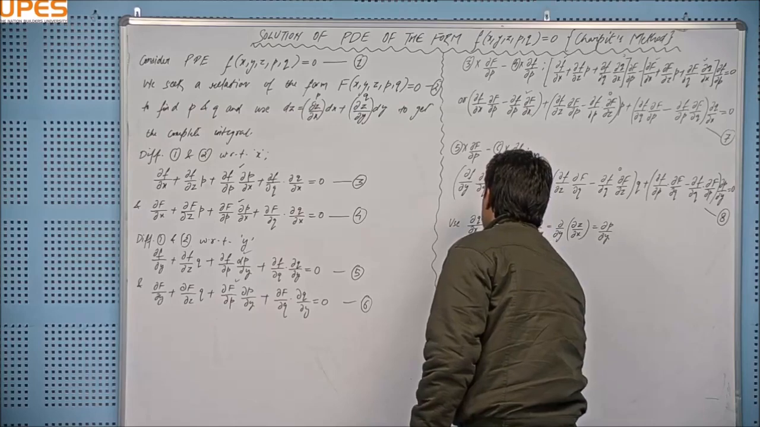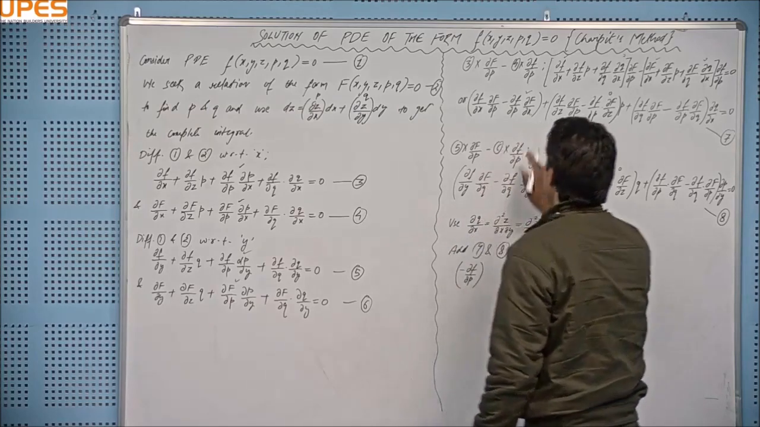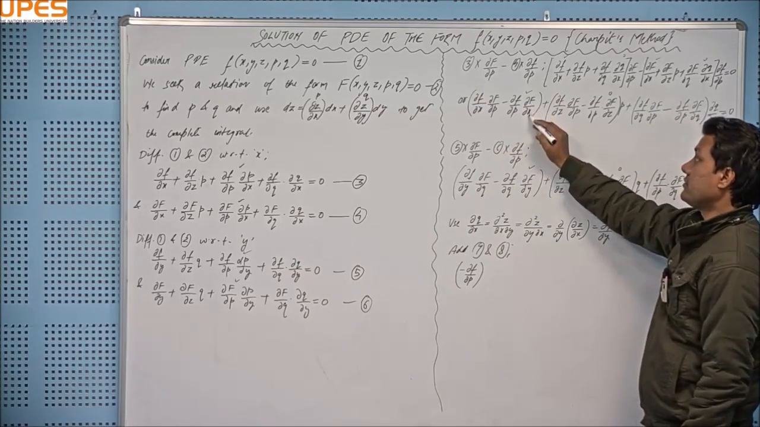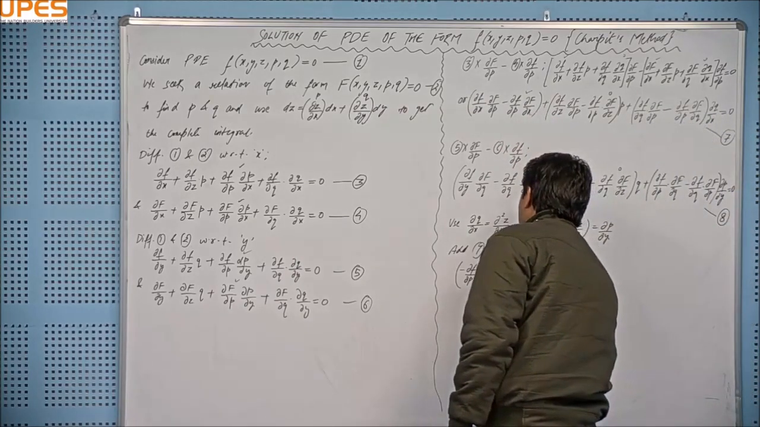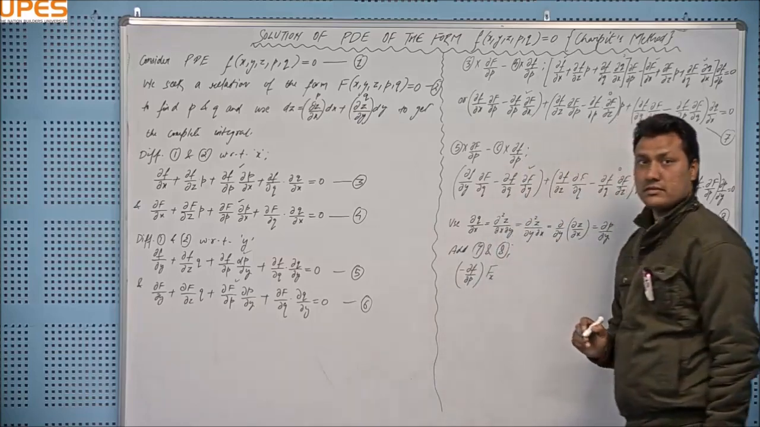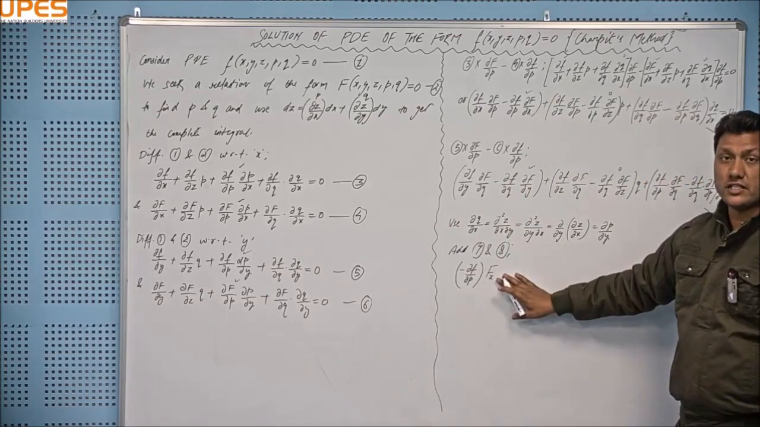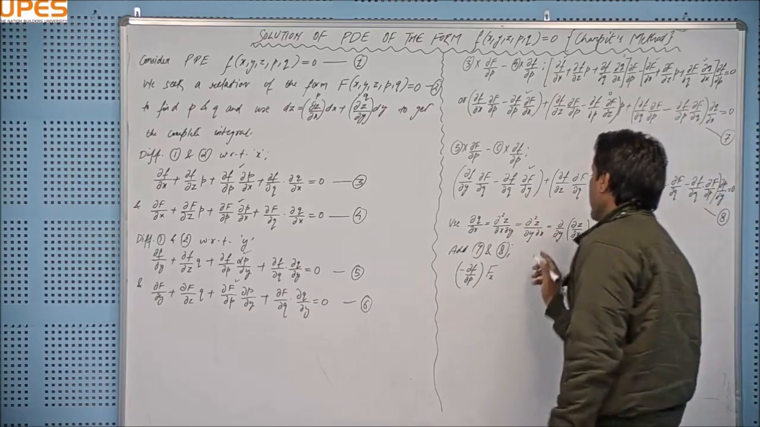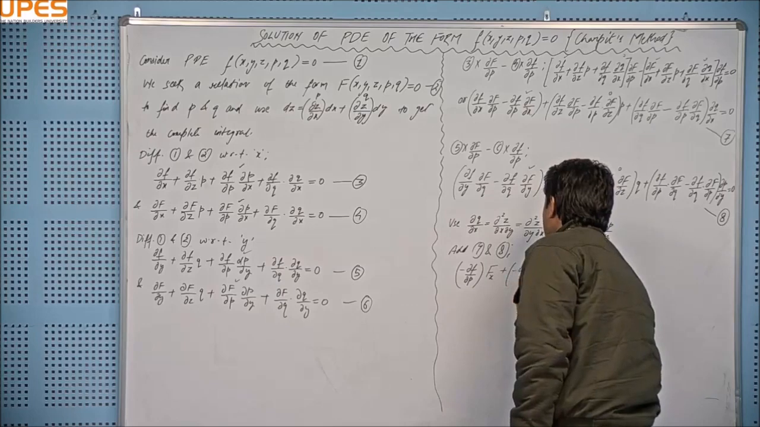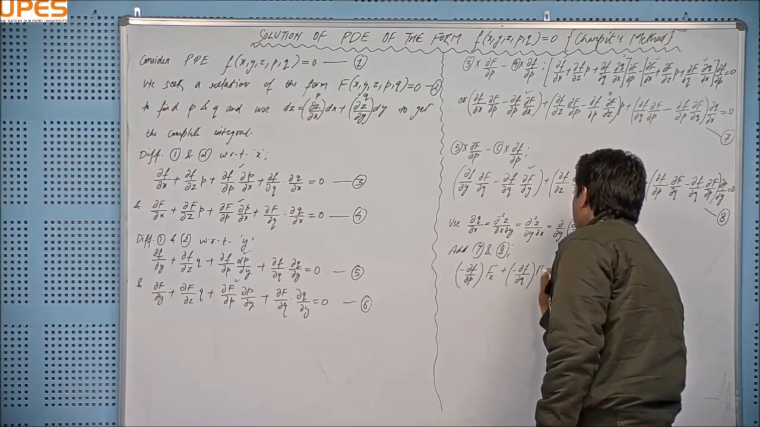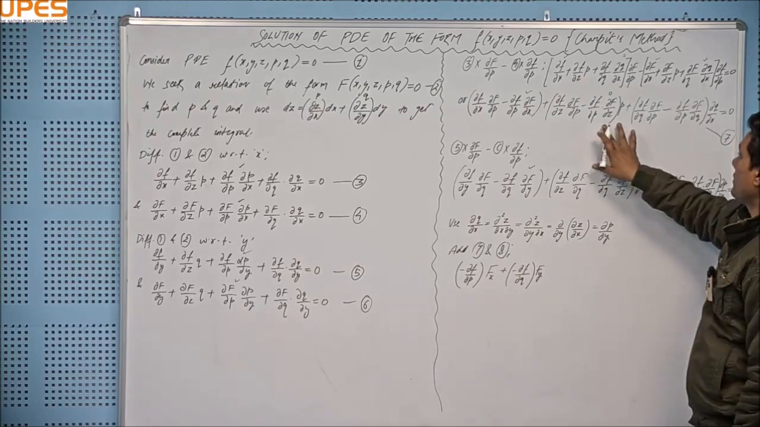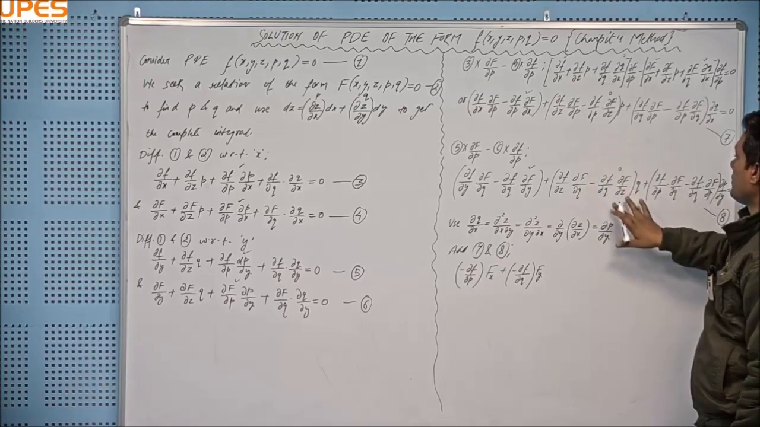minus del f over del p, and see this is del f over del x, and this capital del F over del x I am writing as F small x, right? This is another notation to write the partial derivative. It means del capital F over del small x, right? Okay, then writing the second term, plus minus del f over del q, and this should be written as capital F y.